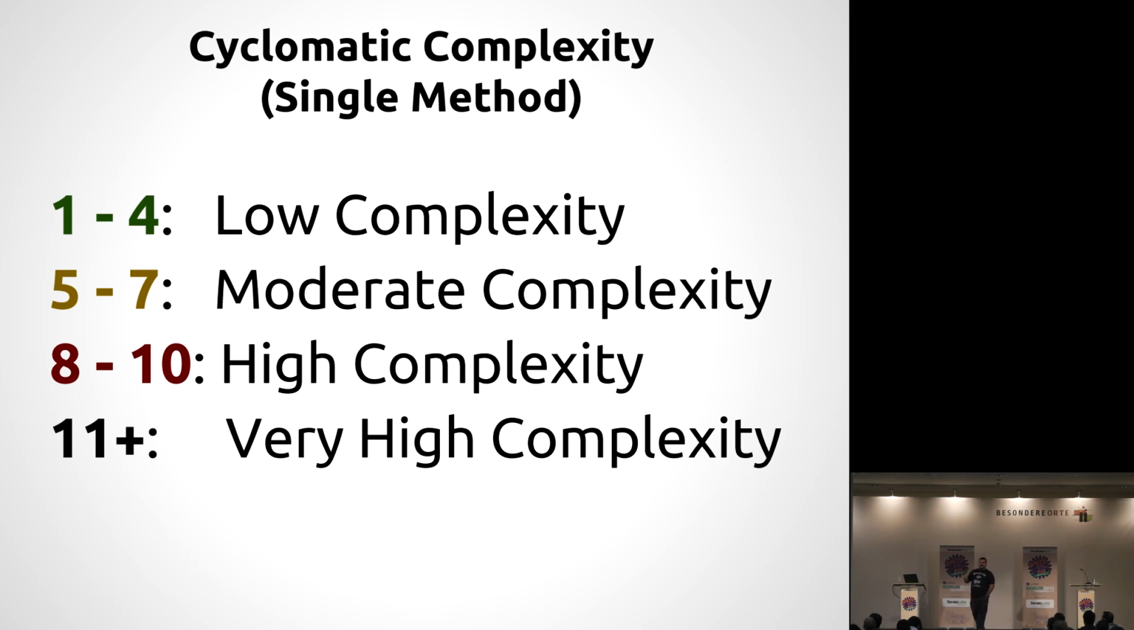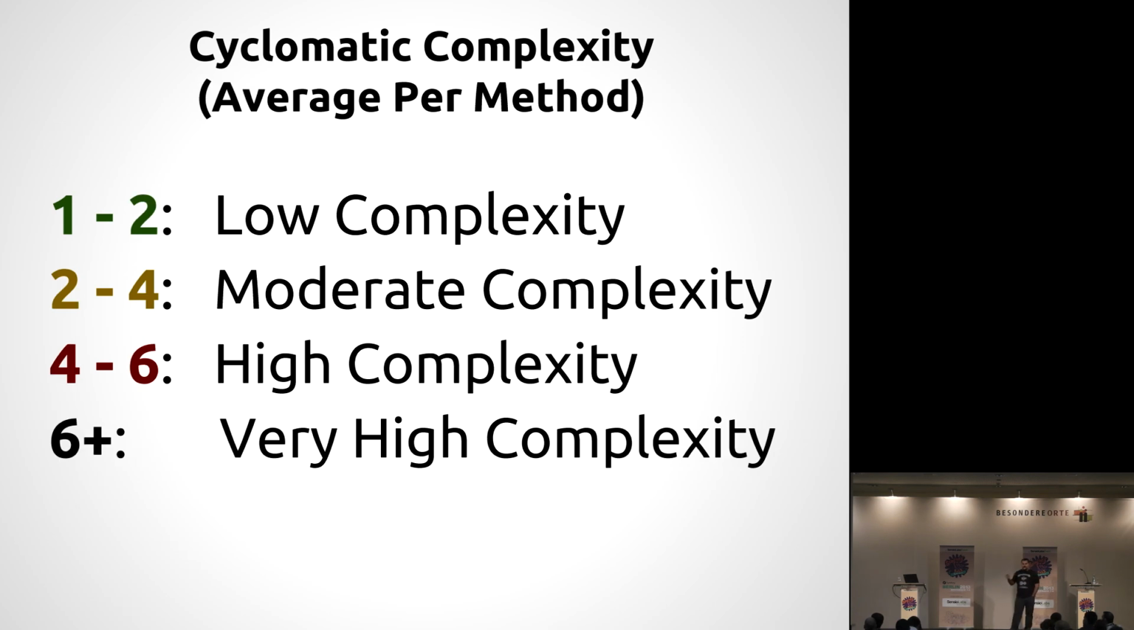What happens when we look at an entire code base? Or what happens when we look at a section of the code base? Well, we can average it 2 ways. The first interesting way to average it is per method. So you take the total number of methods, the total cyclomatic complexity, divide one by the other.